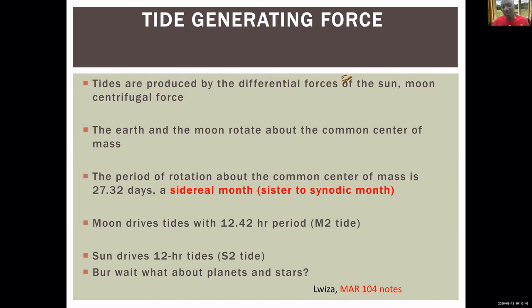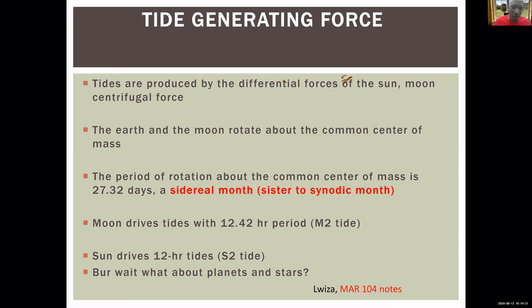But in truth, it's usually 29 point something days. But in my classes, I tend to simplify it and say, for as far as the moon is concerned, you can't go wrong by just saying 28. So just remember 28 days. It makes life simple that way. So the moon causes tides with a period of 12.42 hours, and that is the M2 tide.